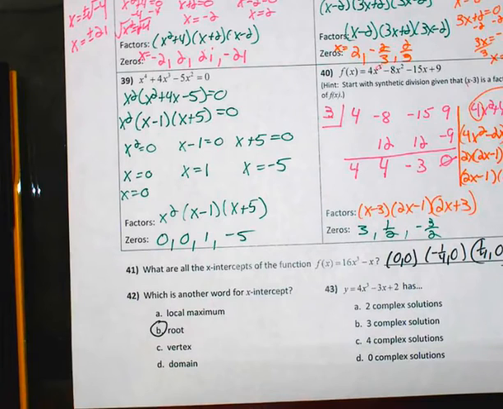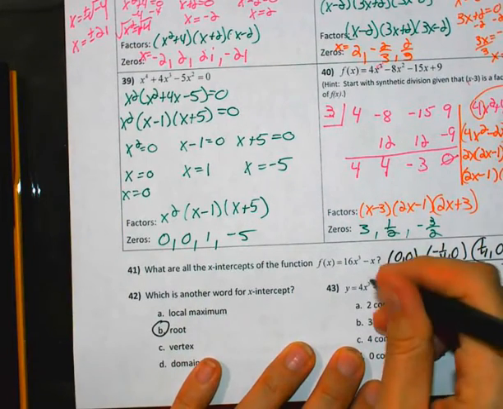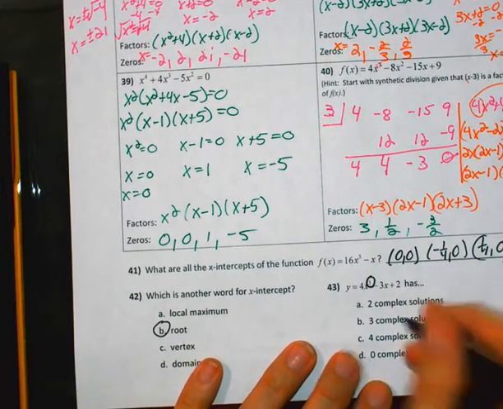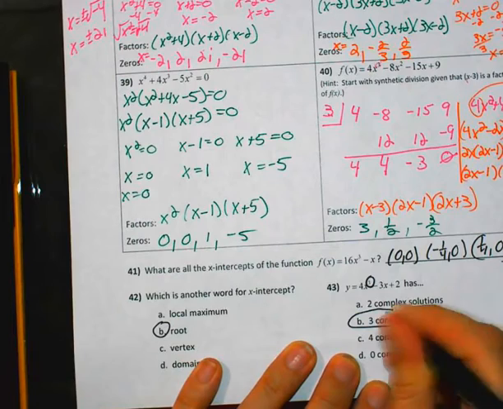Okay, next one. y equals 4x cubed minus 3x plus 2 has how many complex solutions? Well, we know that the number of complex solutions equals the degree of the function, so there are 3 complex solutions.